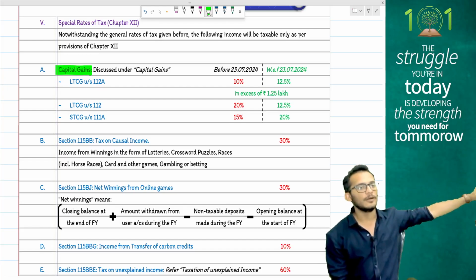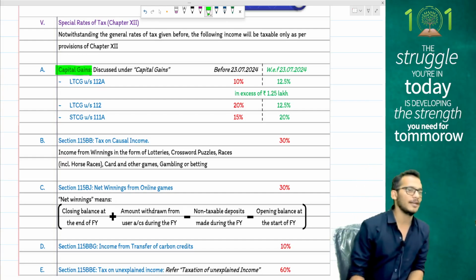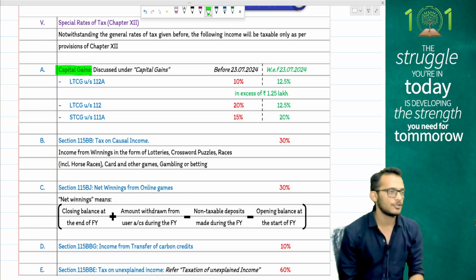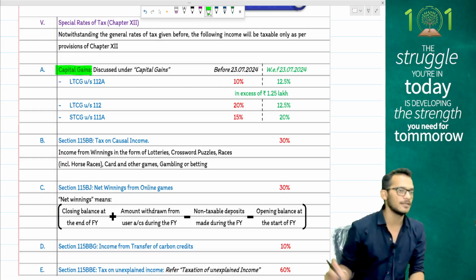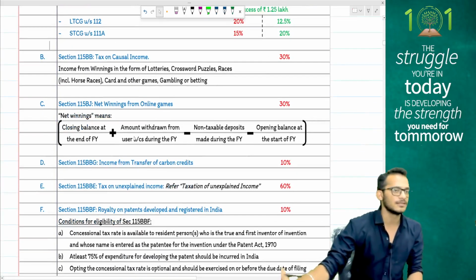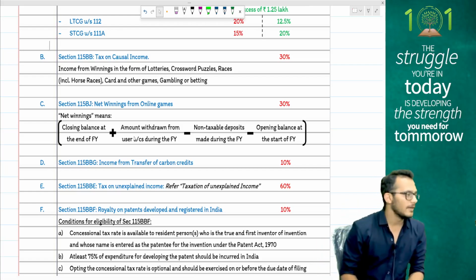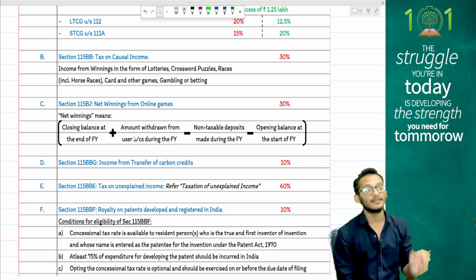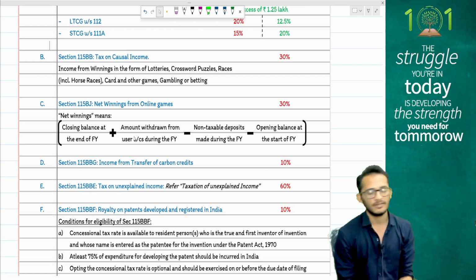If you are moving forward, people, you have something called casual income. Casual income means lottery, betting, gambling and all those things, taxed at the rate of 30%, without allowing any expenses, losses, deduction, basic exemption limit. Yes, then we have online winnings, people. Online winnings are also taxed at 30%, but to tax online winnings, you need to use a formula which is closing balance minus opening balance plus withdrawals minus non-taxable deposits. Please ensure the final answer of this is always positive. If the number comes negative, ignore the answer. You will tax nothing, you will give no losses. That is what the rule is.